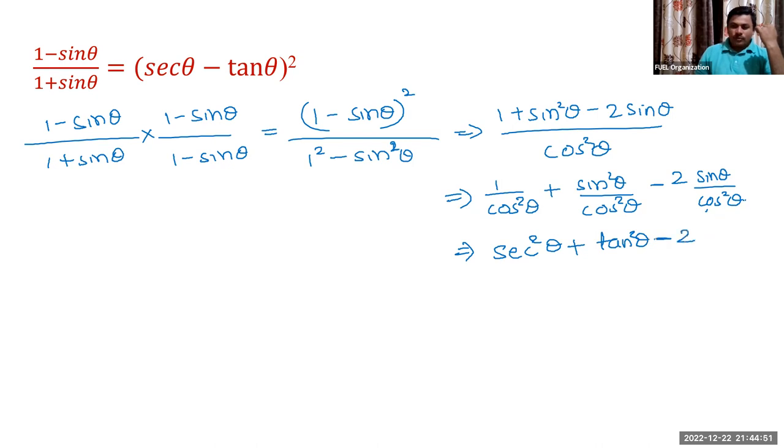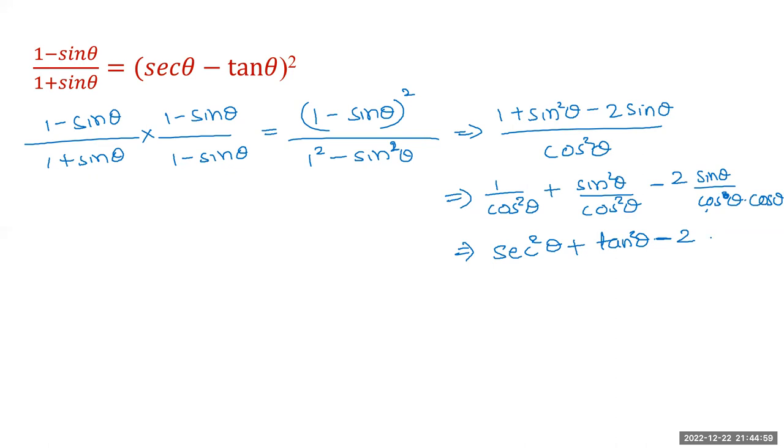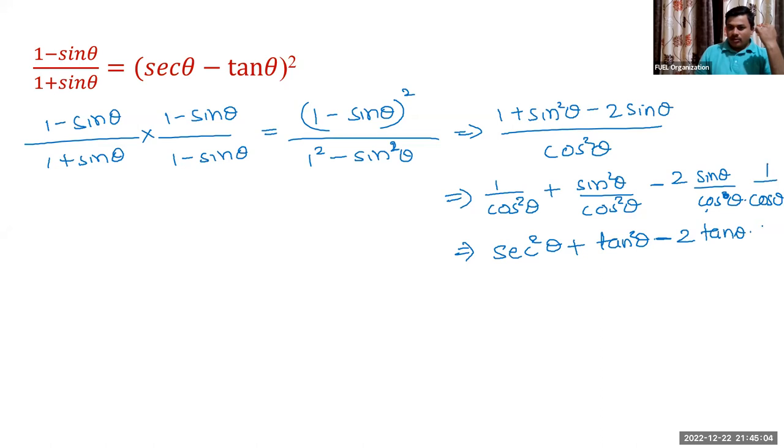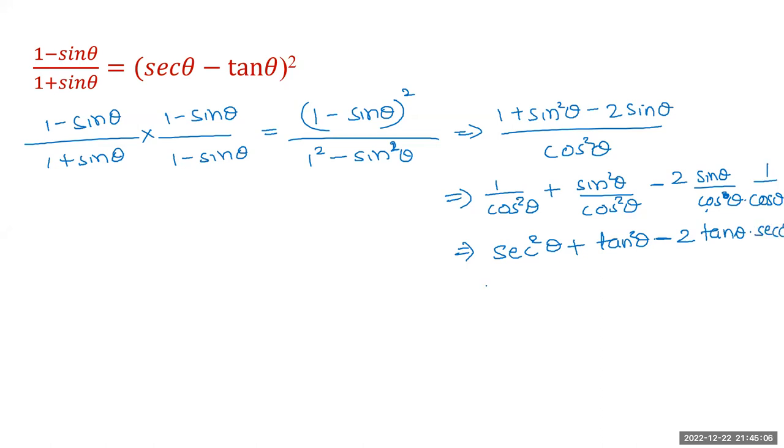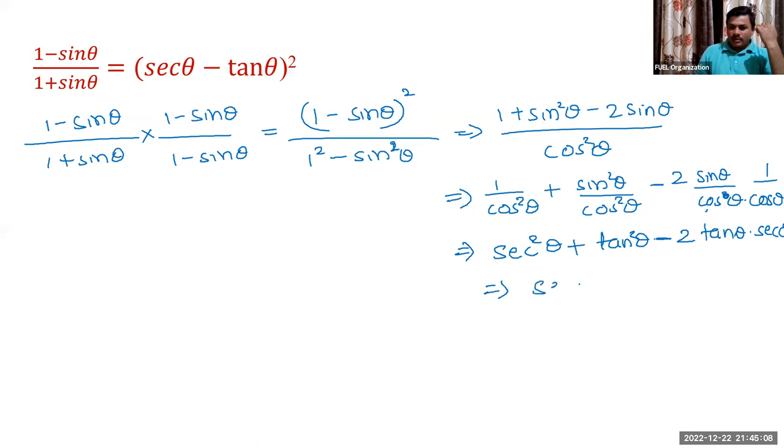This cos square theta, if you split, you can write cos theta into cos theta. So sine by cos is tan theta and 1 by cos is sec theta. So this one you can write as secant theta minus tan theta whole square. But chalo, we'll go to the next question. So not plus, it's minus. RHS.